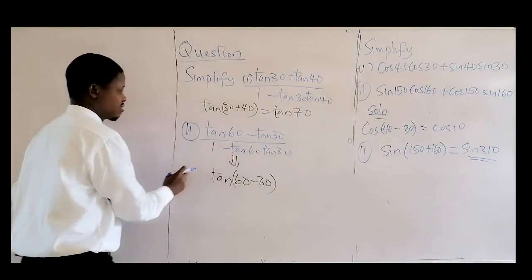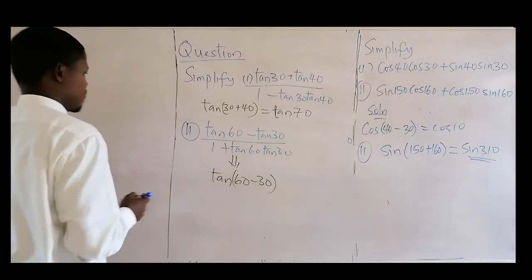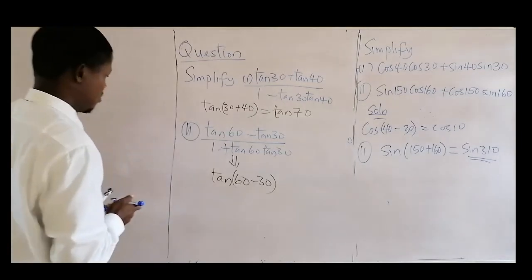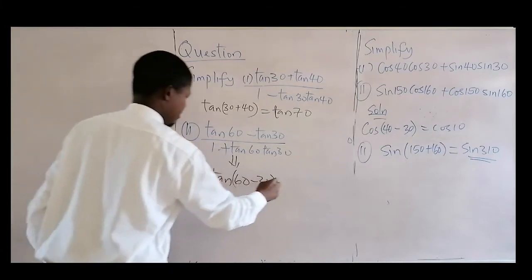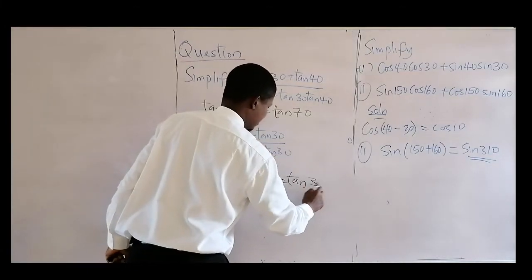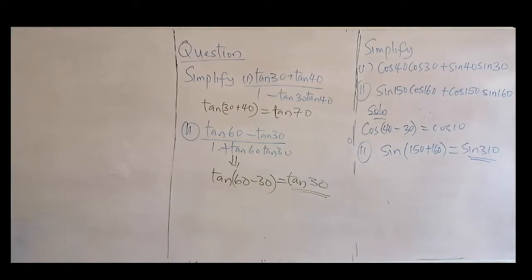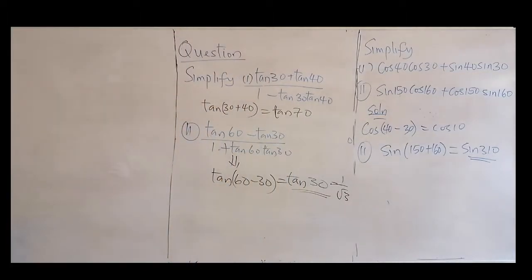So in the question, this is positive. I know that this is positive. If this is minus, this must be the opposite of that. So that will be tan 30 minus that, and that's tan 30. And tan 30, we can get the value, opposite over adjacent, that's 1 over 3.